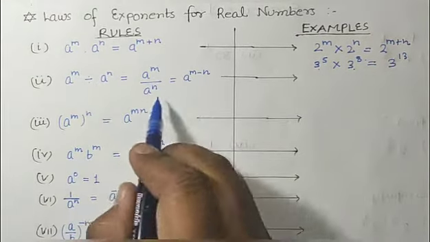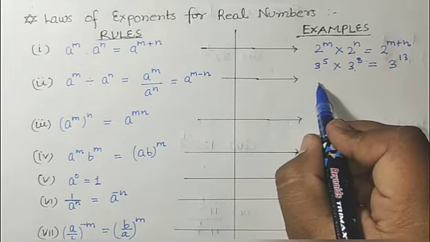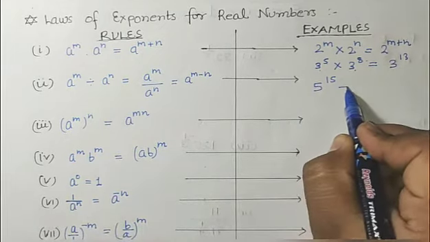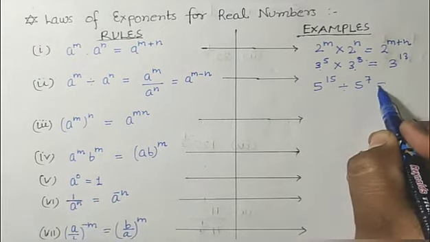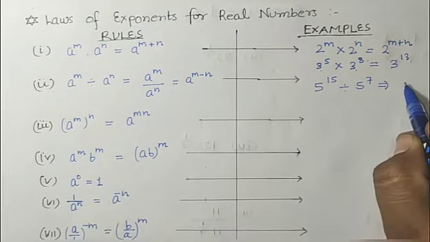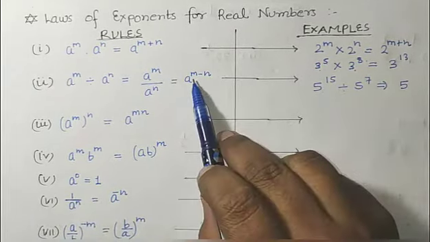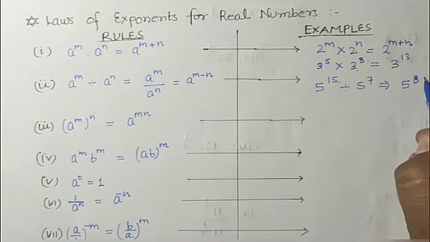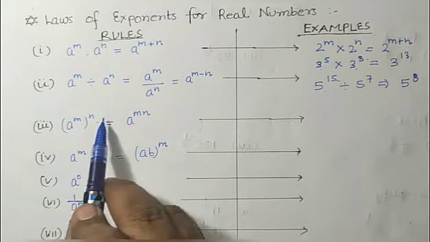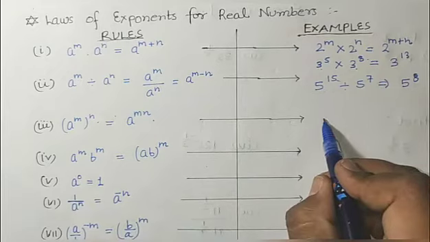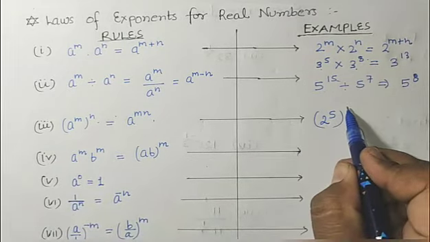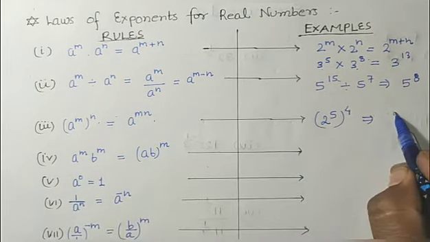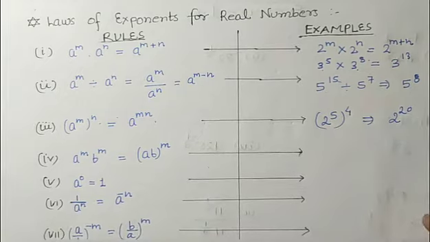Now the same case for division. Suppose 5 to the power 15 is divided by 5 to the power 7. The bases are the same and division is there, so the powers will be subtracted, m minus n, means 15 minus 7, it will be 8. Now a to the power m whole to the power n will be a to the power mn. Suppose 2 to the power 5 whole to the power 4, so when power to the power is there, the powers will be multiplied. It will be 2 to the power 5 times 4, that is 20.